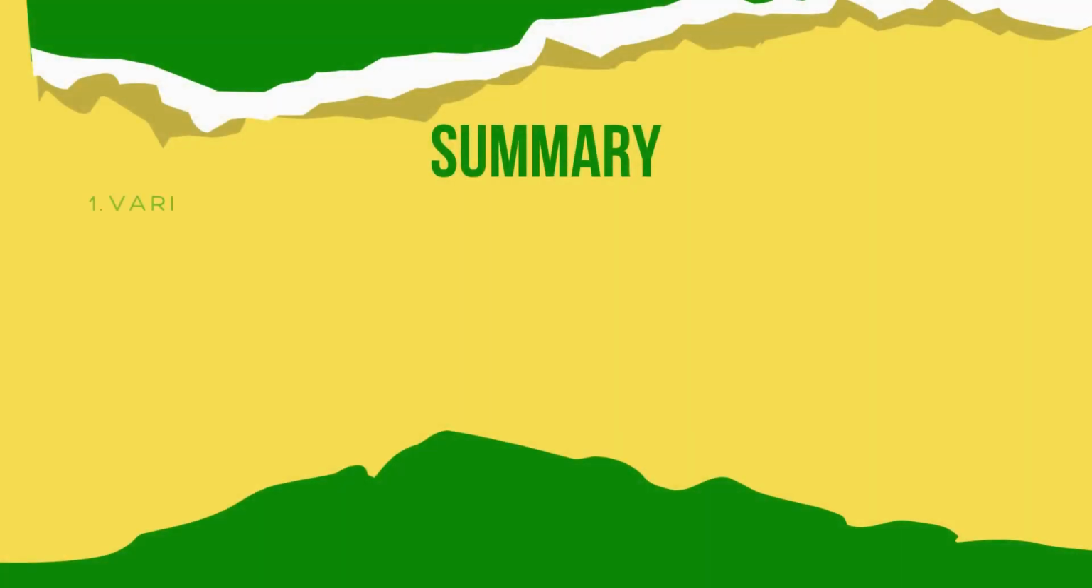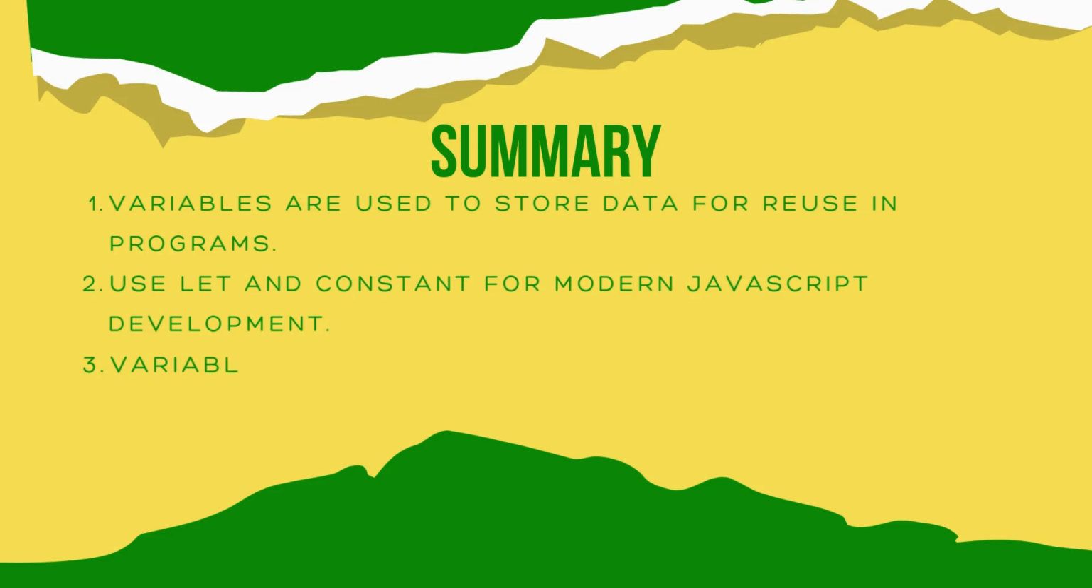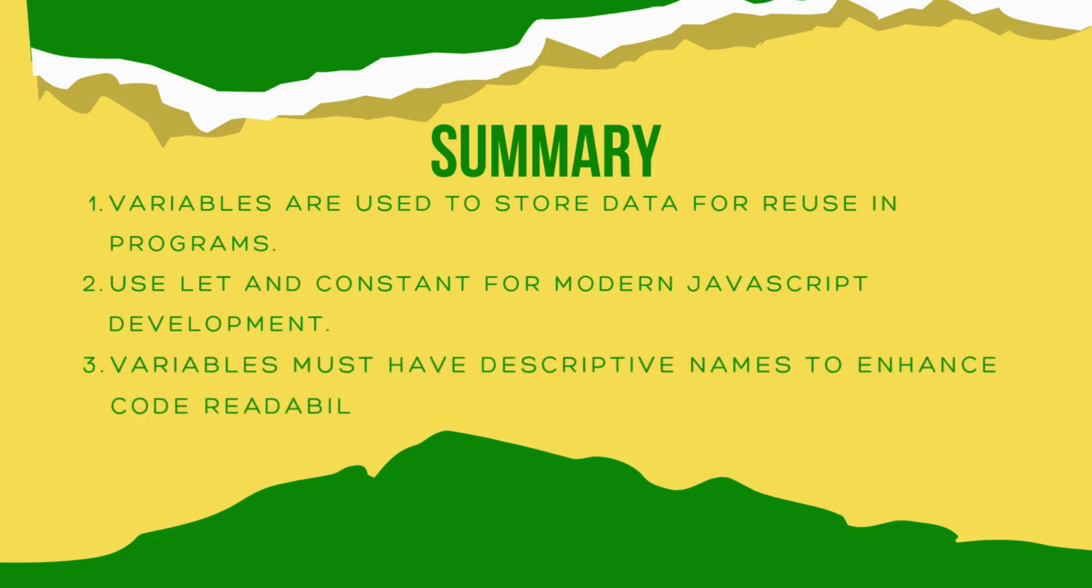Summary. One, variables are used to store data for reuse in programs. Two, use let and const for modern JavaScript development. Three, variables must have descriptive names to enhance code readability.